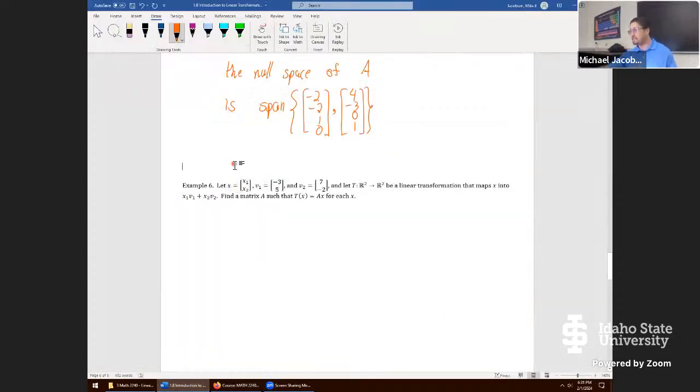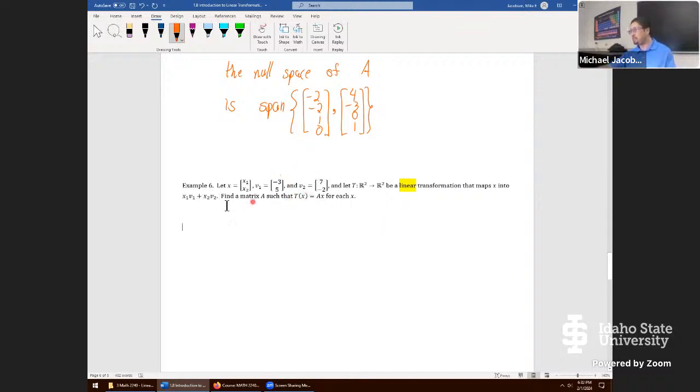So here's our next problem. It says, let x be x1, x2. v1 is that vector, v2 is this next one. T is another transformation going from R2 back into itself, or from R2 into R2. We're told it's linear, so that's good information. It maps x into that, is what they tell us next. So a generic vector x, x1, x2, becomes a linear combination of those two supplied vectors.